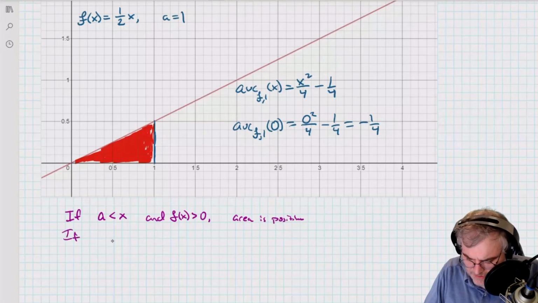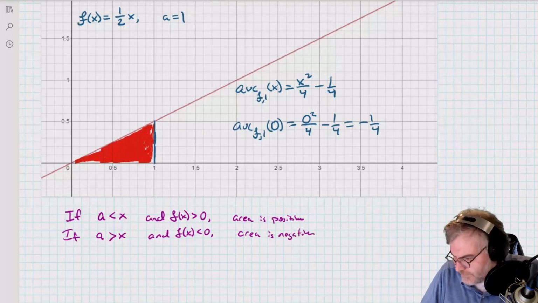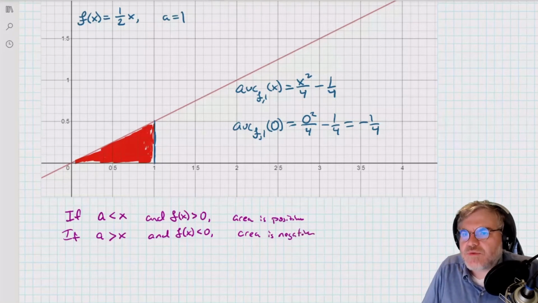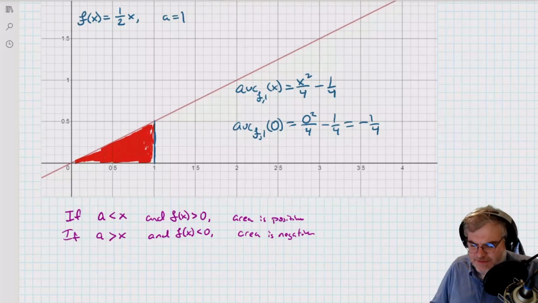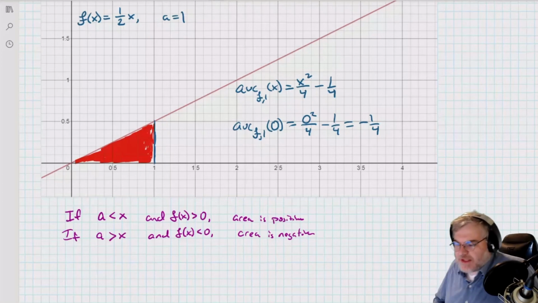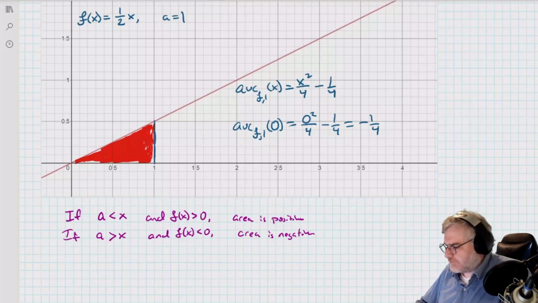If A is greater than X, so if I'm left of the endpoint, and F of X is less than 0, area is negative. Okay, so let's see that. So 1 to 5, how do we kind of feel about that statement? It's not actually area, it's going to be the derivative of area.